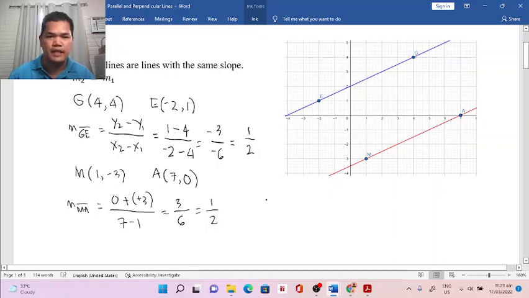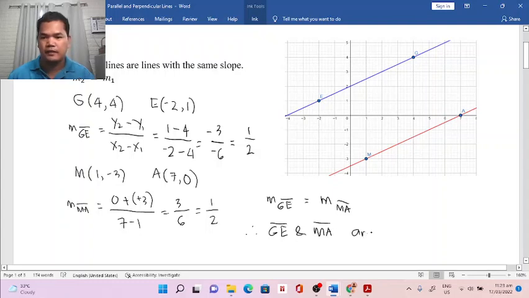So we could say that the slope of GE is equal to the slope of MA. Therefore, GE and MA are parallel lines.